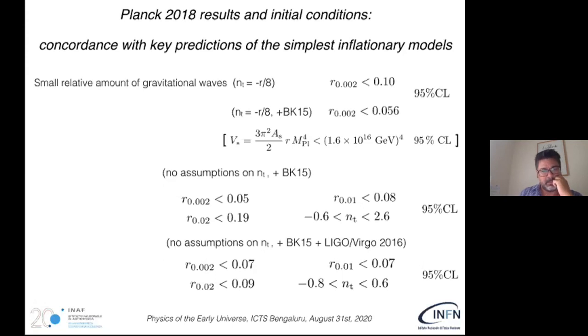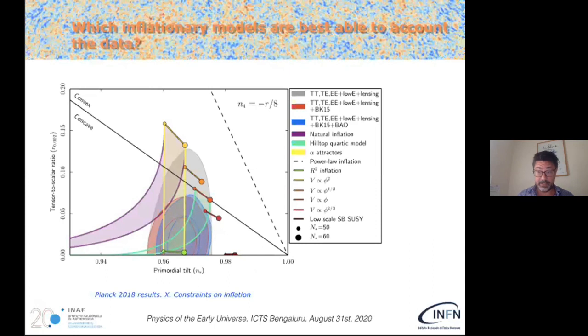So given this scorecard for the most important results for inflation, let's go into a little more detail, in particular for the simplest models of inflation, since these are consistent with the data. It's interesting to illustrate with the joint n_s-r plane, in which are depicted the 68 and 95% confidence level contours. Planck data are in gray, and in combination with BK15 in red.